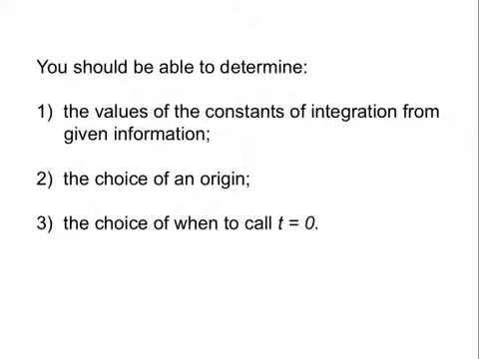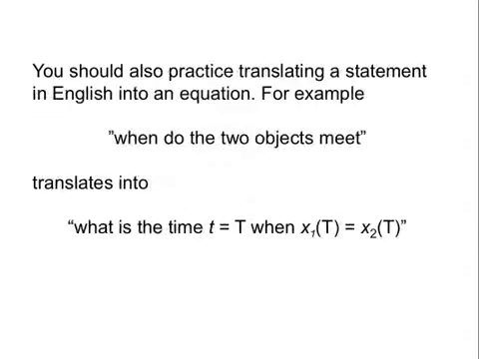You should be able to determine the values of the constants of integration from the given information, the choice of an origin, the choice of when to call t equals 0. You should also practice translating a statement in English into an equation. For example, when do the two objects meet translates into what is the time t equal capital T when x1 of capital T is x2 of capital T.